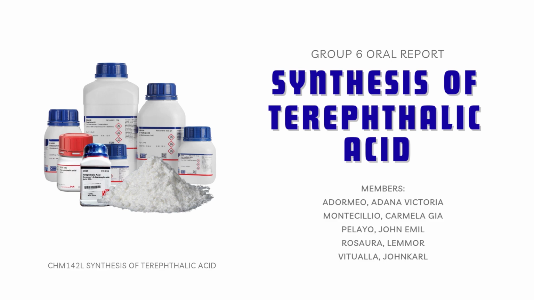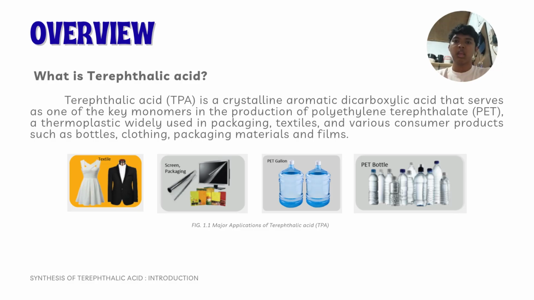Good day, everyone. Today we will be discussing terephthalic acid, including its overview, reaction mechanism, and the chemical tests associated with it. Terephthalic acid is a primary raw material used in synthesizing polyethylene terephthalate plastics and polyester fibers. It has an approximate melting point of 300 degrees Celsius and a boiling point of around 392.4 degrees Celsius, where it sublimates and decomposes before reaching a true boiling point.